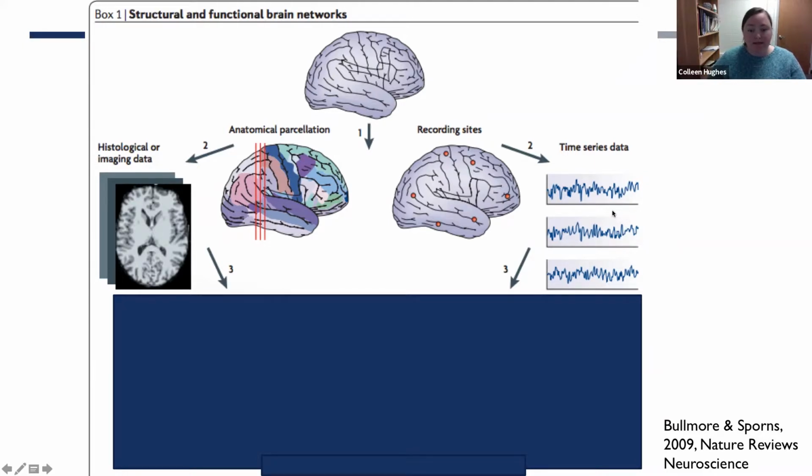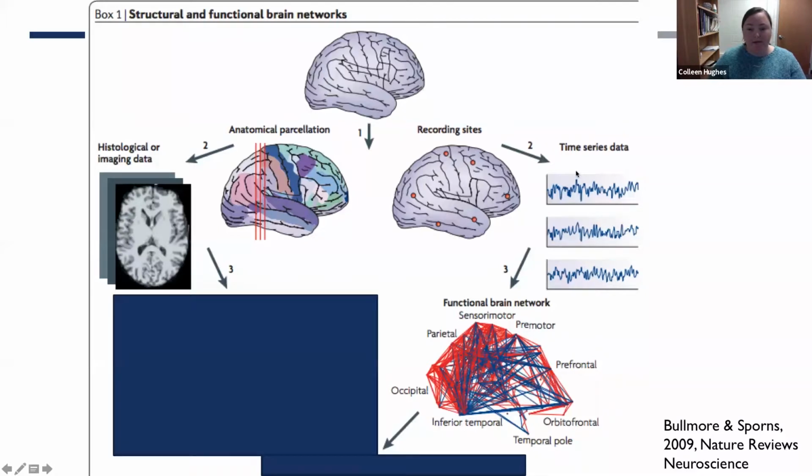Using this data, you can create, and I'm going to focus on functional brain networks, since structural brain networks come with all sorts of different assumptions that I'm less familiar with. With functional brain networks, essentially what you're doing is assessing the relationship in the time series data between every pair of brain regions that you're looking at. And so you can create a network that covers the whole brain, so every brain region with every other brain region.